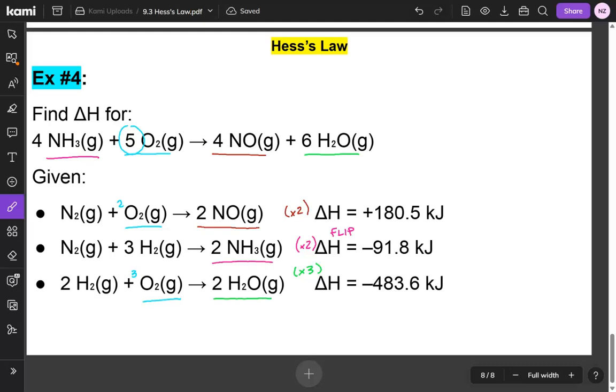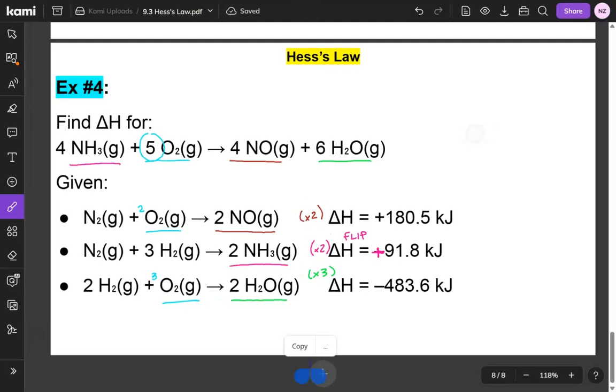Okay, so now I'm going to rewrite everything with all of the changes. Since we flipped our second reaction, we'll need to flip the sign. Okay, so let's go through. So for the first reaction, I'm doubling everything, so that'll be 2 nitrogens, and it'll be 2 oxygens, and that'll go to 4 NO. The second one we flipped and doubled, so that will be 4 NH3. And again, we're doubling the other side, so that'll be 2 nitrogens and then 6 hydrogens.